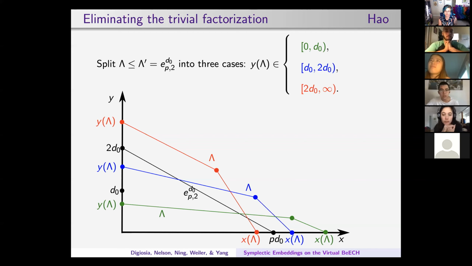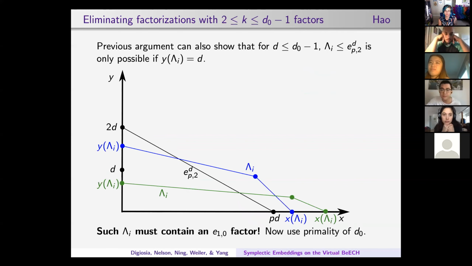So in the next case, we can actually carry over the argument from the previous slide with only minor modification in the case where we have k factors, where k sits between 2 and d naught minus 1. This is actually where the primality of d naught becomes very important.